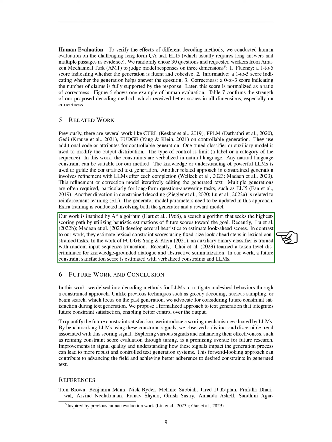Our work is inspired by a search algorithm that seeks the highest scoring path by using heuristic estimations of future scores toward the goal. Recently, several heuristics have been developed to estimate look-ahead scores. Unlike our work, they estimate lexical constraint scores using fixed-size look-ahead steps in lexical constrained tasks. In the work of FUDGE, an auxiliary binary classifier is trained with random input sequence truncation. Recently, a token-level discriminator was learned for knowledge-grounded dialogue and abstractive summarization. In our work, we estimate a future constraint satisfaction score with verbalized constraints and language models.